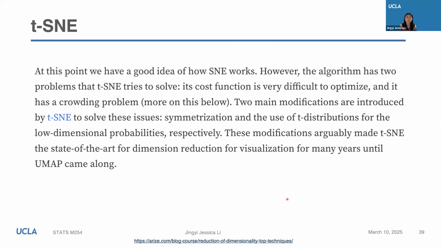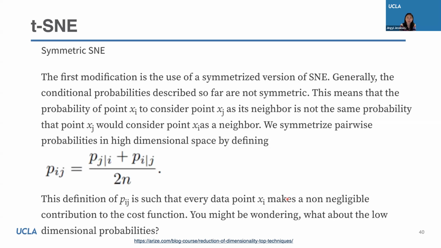Okay, t-SNE. At this point, we have a good idea of how SNE works. However, the algorithm has 2 problems that t-SNE tries to solve. Its cost function is very difficult to optimize, and it has a crowding problem. So yeah, more on this below. 2 main modifications are introduced by t-SNE to solve these issues: symmetrization and the use of t-distribution for the low-dimensional probabilities. These modifications arguably make t-SNE the state-of-the-art for dimension reduction for visualization for many years until UMAP came along.